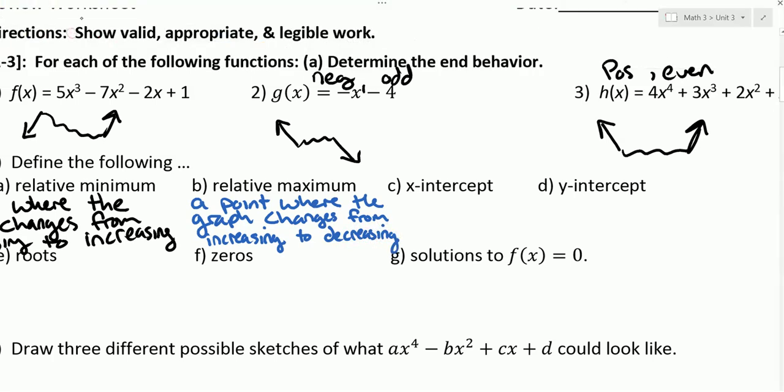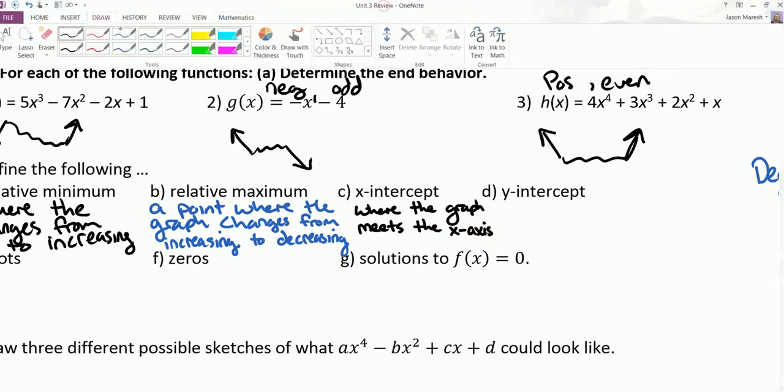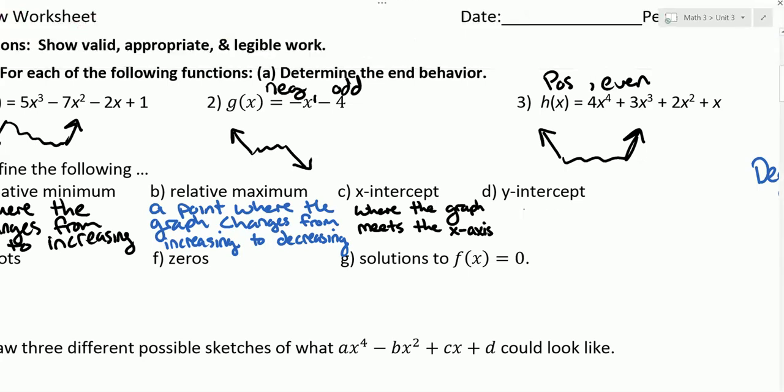An x-intercept is where your graph crosses the x-axis. I'll say meets the x-axis because it doesn't necessarily have to cross it. So where the graph meets the x-axis. Y-intercept is where the graph meets the y-axis.